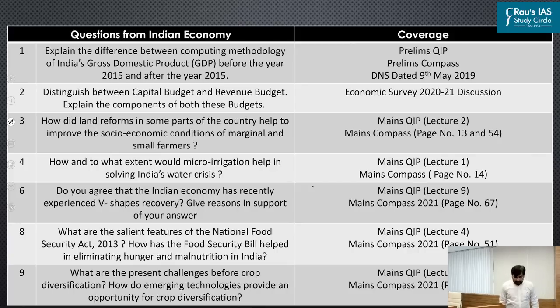Okay. So this is it as far as the Indian Economy GS paper 3 is concerned. So whatever doubts you have, you can hold on to your doubts. We'll come back to your doubts at the end of the session. Now Vaibhav sir will come and he will start with a discussion of the questions from the environment and biodiversity. Okay.